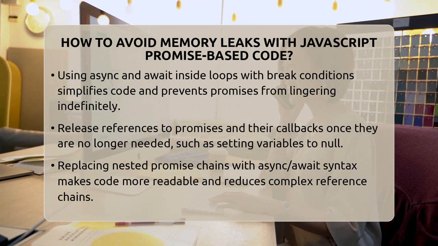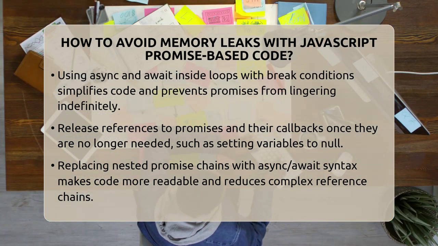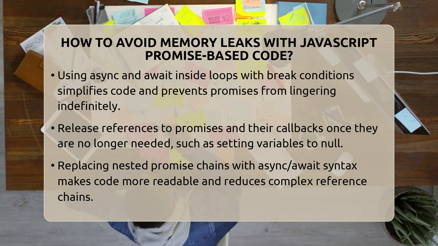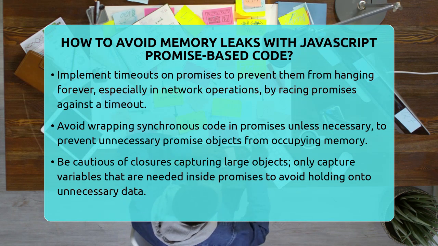Replacing nested promise chains with async and await syntax is another smart move. It simplifies your code and reduces the chance of creating complex reference chains. When you write code with async and await, it looks more like regular synchronous code, making it easier to manage and less prone to leaks.